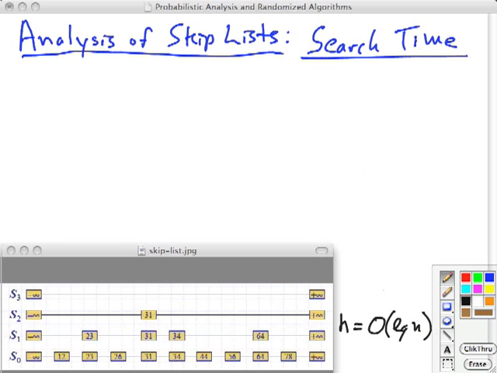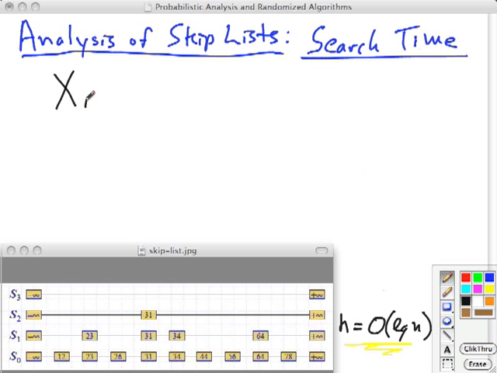Now, using the result that the expected height of the skip list is order of log n, we need to ask the question, how long does it take to search one of these things? So we've got the height. The analogy is towards height times width. How many levels do you have to examine, and how much work do you do at each level? So here we're going to figure out how much work you do at each level.